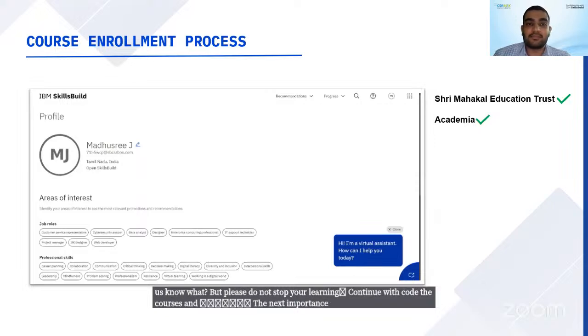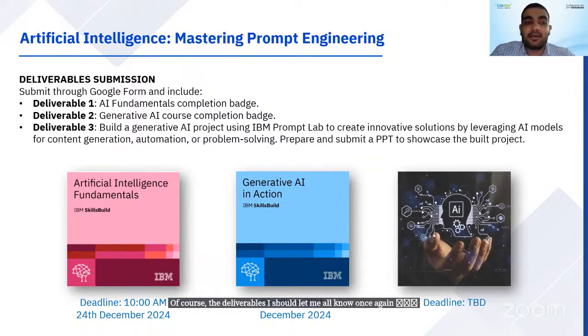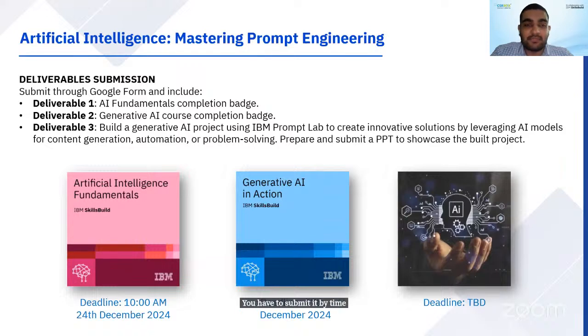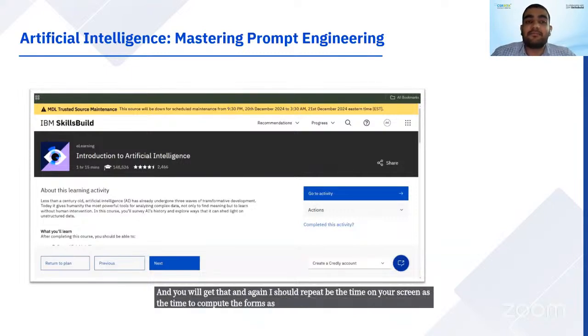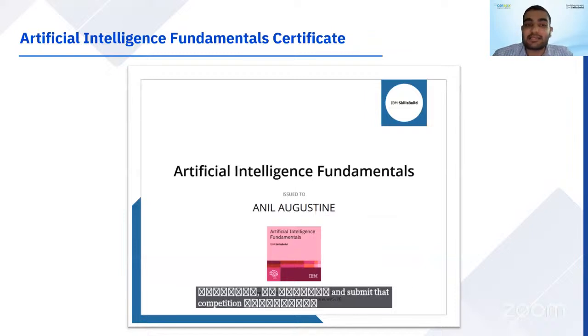The next important step is, of course, the deliverables. I should let you all know once again. The first deliverable, that is the artificial intelligence completion badge. You have to submit it by 10 a.m. on 24 December, and you will get that on Credly. And again, I should repeat, do not choose the time on your screen as the time to complete the forms, as the website will be under maintenance at that time. Please use any other duration to complete your courses and submit the completion certificate. This is an example of what the completed artificial intelligence fundamentals certificate will look like, and you can download it from Credly.